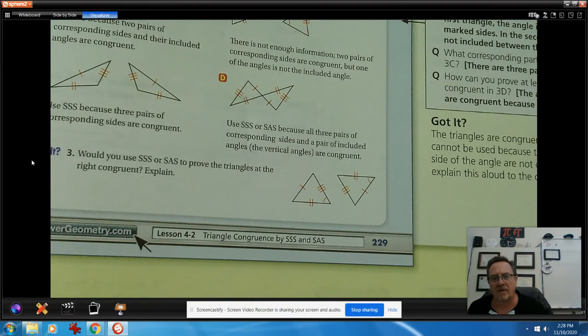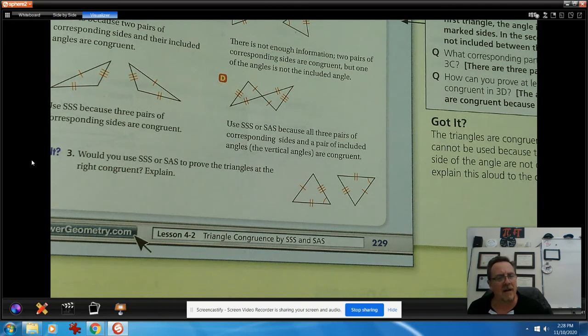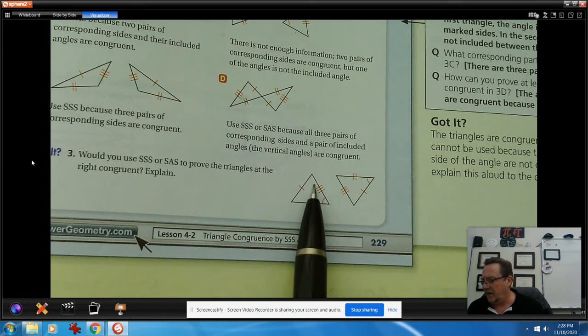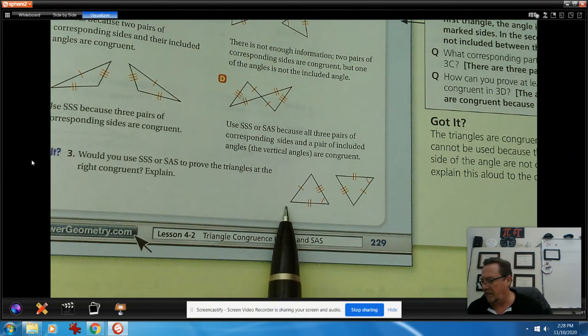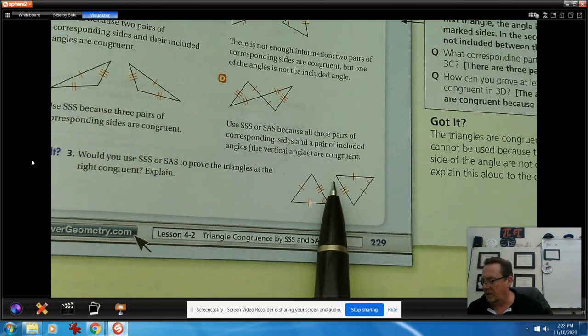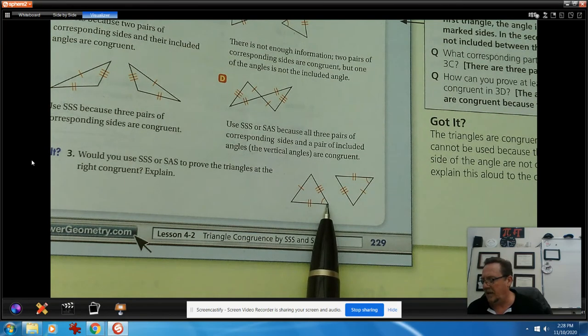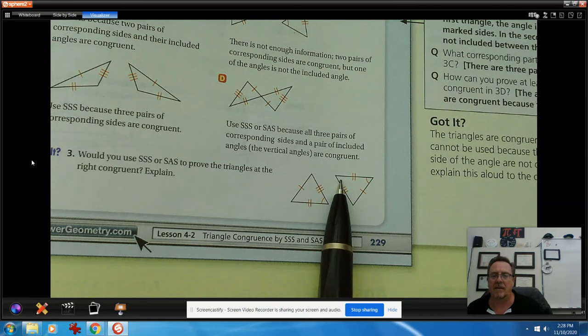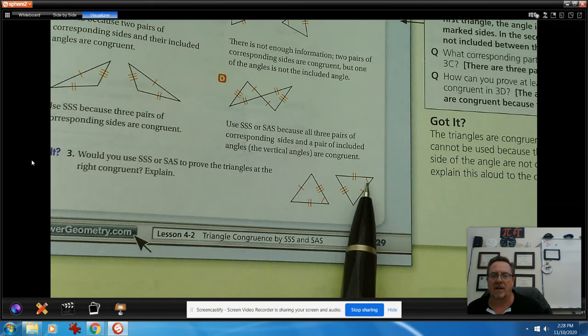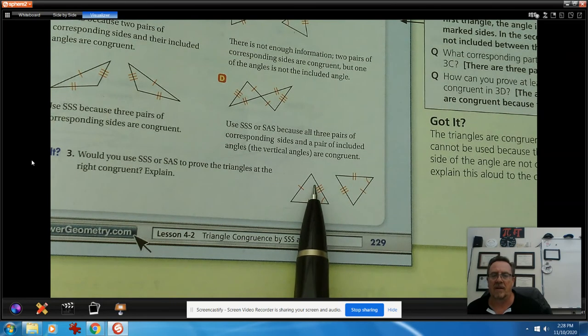So let's take a look at these two triangles. Can I prove side, side, side? Yes. Can I prove side, angle, side? No. I can't prove side, angle, side because this side and this side are congruent to this side and this side. But the included angle here would have had to have been here. This angle is not the included angle between these two sides.